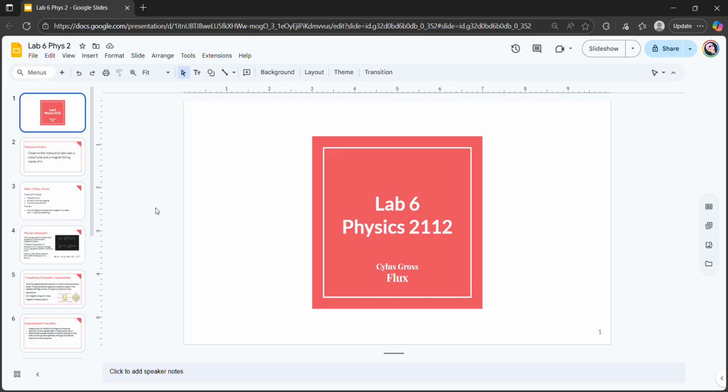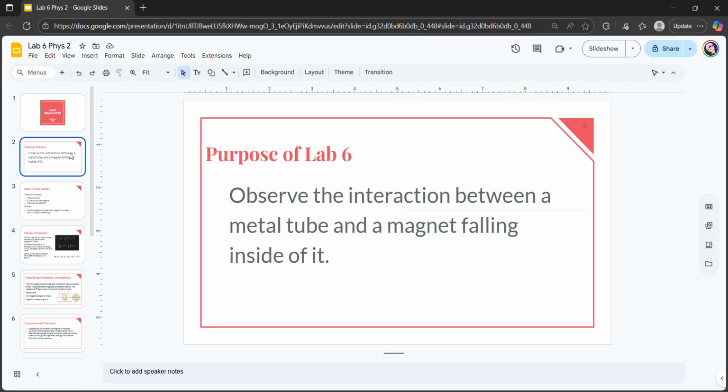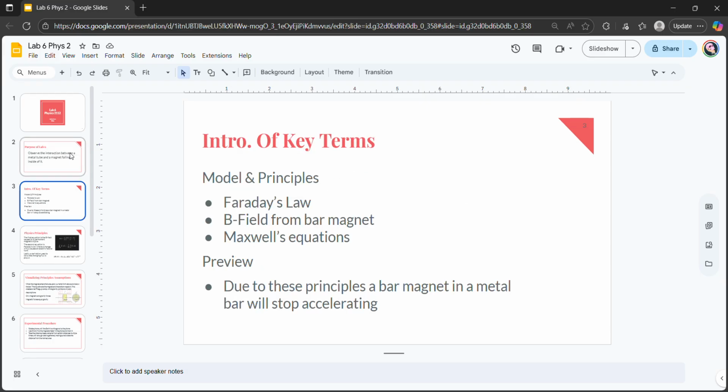This time it's all about flux. The purpose of Lab 6 is to observe the interaction between a metal tube and a magnet that is falling inside of it. Some of the key terms are going to be Faraday's law, the B field from a bar magnet, and Maxwell's equations.